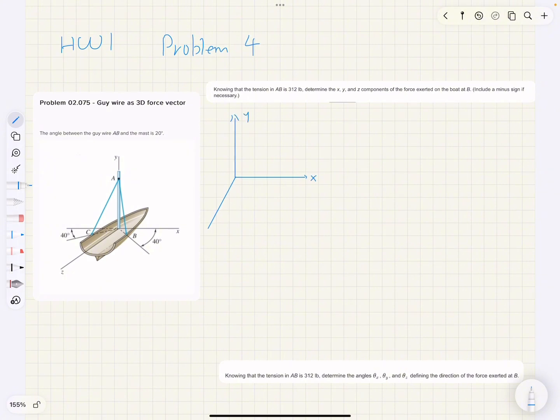So here's x, y, and z. Let's say this is point B, and we have a force pointing to point A, and we have a 40 degree angle and a 20 degree angle. And we can say here, let me draw it.